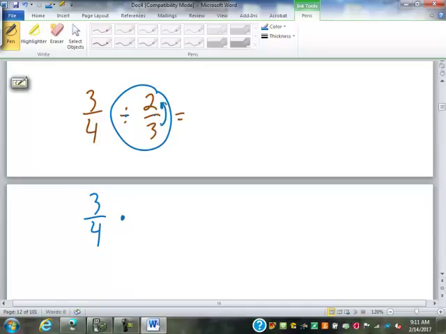Reciprocal means you flip it over. Exchange the numerator and denominator, just like you said. So 2 over 3 becomes 3 over 2. And now we're multiplying. So 3 times 3 is 9. 4 times 2 is 8. 9 eighths are 1 1/8.